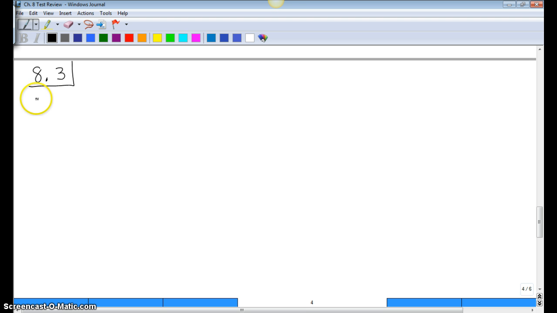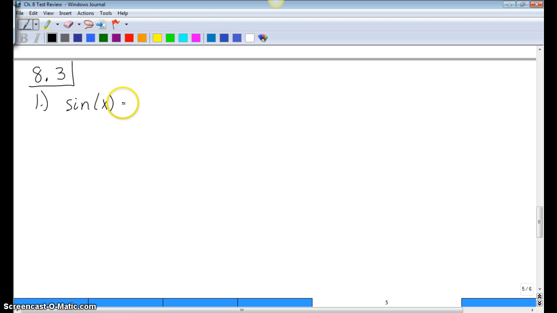So first, problem 1 is sine x equals, let's see, what does it equal? Square root 3 over 2. Well, to get x by itself, we're taking the sine inverse of both sides. So really, sine inverse of sine just gives us our x. On the right side, it's sine inverse of the square root 3 over 2.